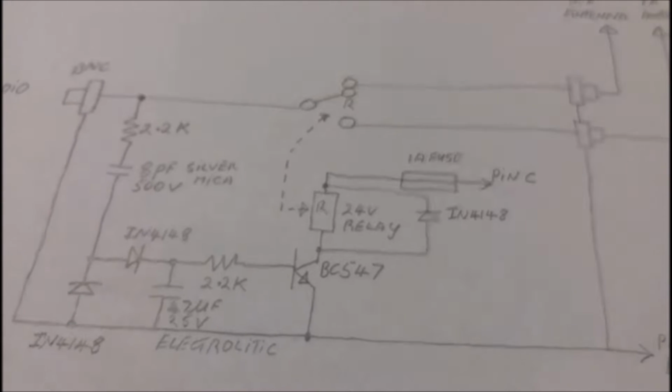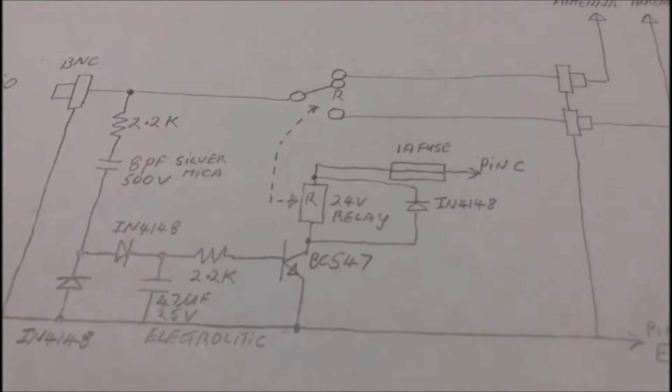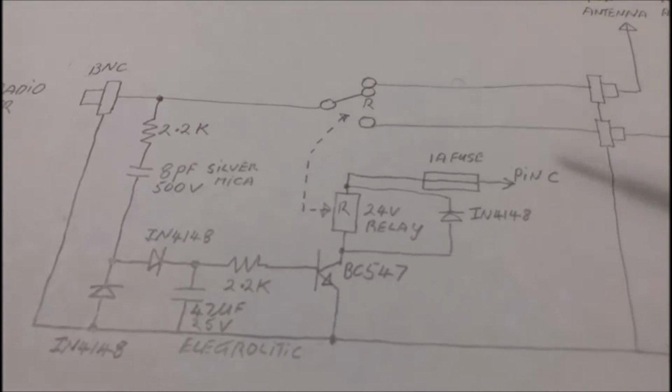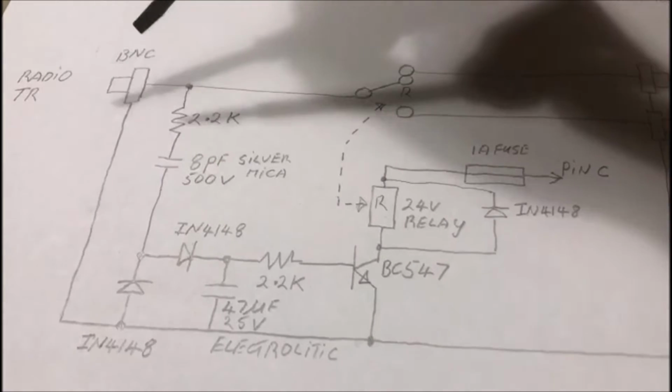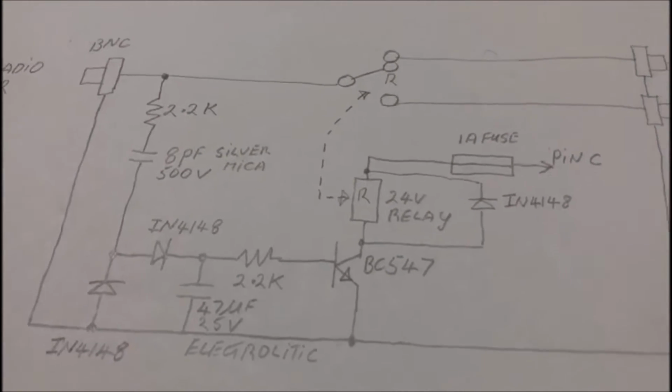So let's just now have a look at how the circuit actually operates. So when we hit the PTT, what happens is we get the transmitted signal from the radio coming up to the box from the TR socket.